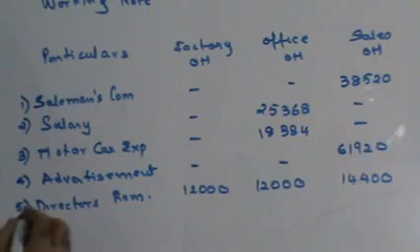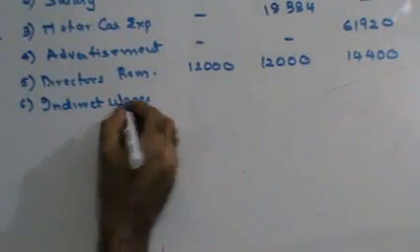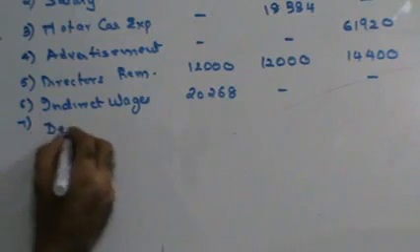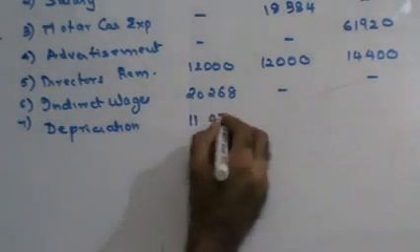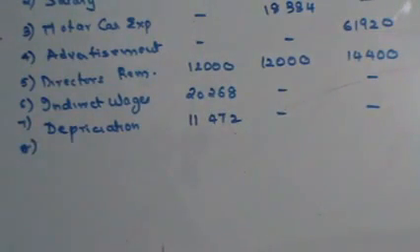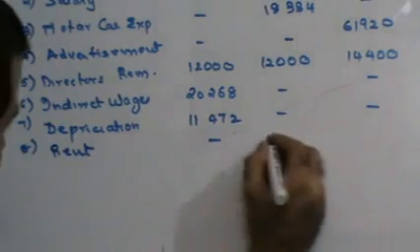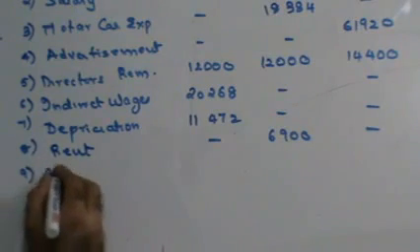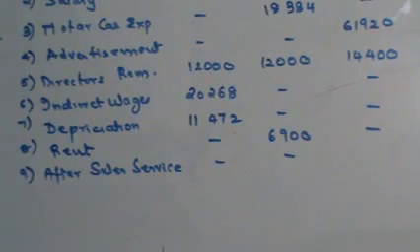Next, you have indirect wages. Indirect wages are given to you as 20,268. Right? Next, you have depreciation. Depreciation is given to you on plant, 11,472. Right? Then you have workmen compensation reserves. Reserves are never to be recorded. Okay? Next, you have office rent. Office rent is given to you as 6,900. Next, after sales service expense. After sales service expenses are given to you as 4,476.